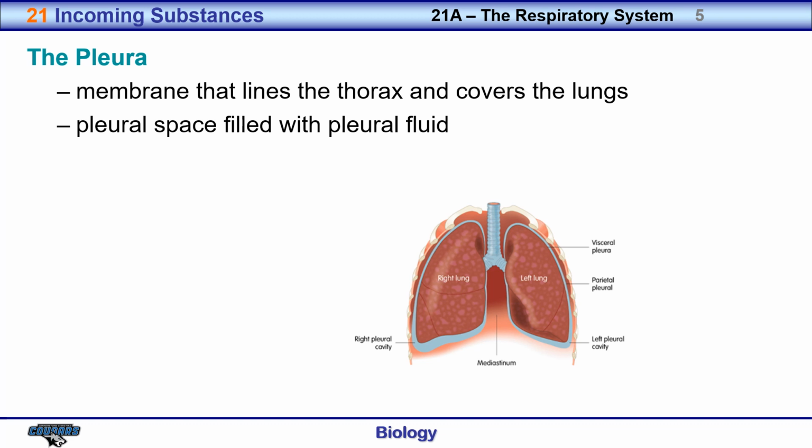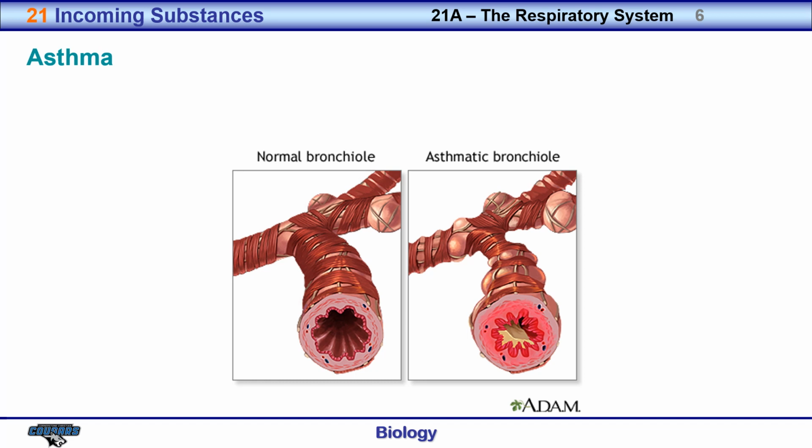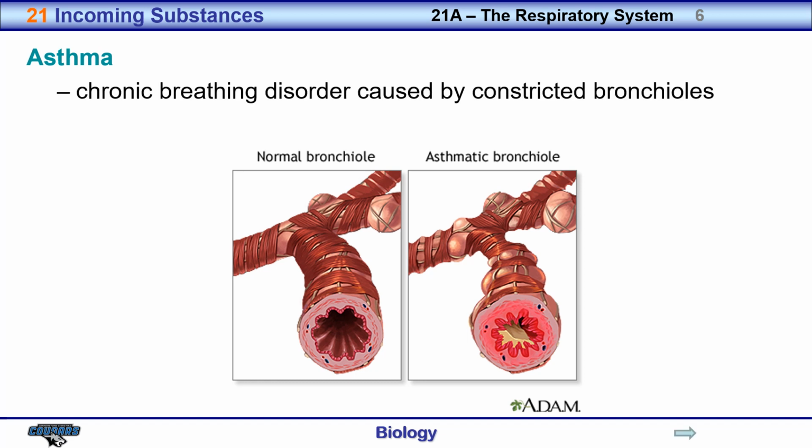So in between these two layers is called a pleural space, and it's filled with a pleural fluid. And then we talked about pleurisy, which is if you have an inflammation of that. Now, asthma is another disorder of the respiratory system, and it's a chronic breathing disorder.